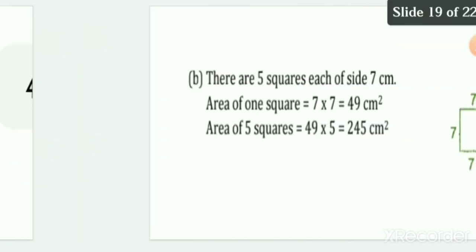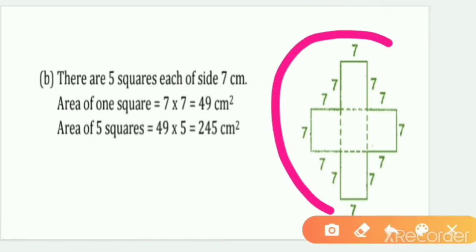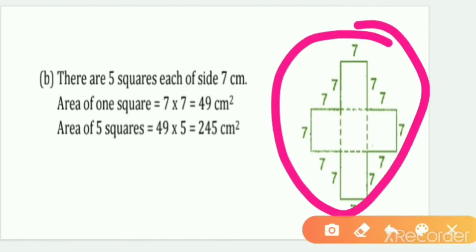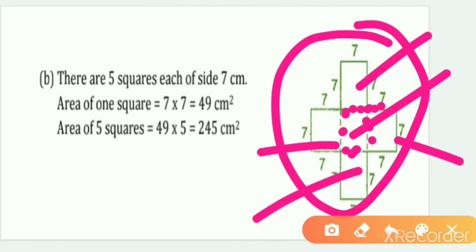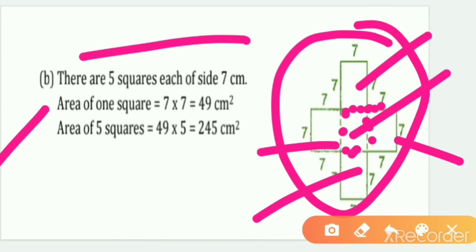Now moving to the next, we have the square figures here. It is very easy. Make squares for all of these. Make dotted lines and make squares. It is 1 square, 2 squares, 3 squares, 4 squares, 5 squares. We have a total of 5 squares, each of side 7 centimeter. We will find the area for 1 square, that is side into side, the formula, 7 into 7. We will get 49 centimeter square.